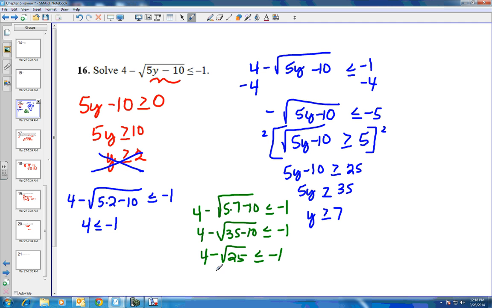So is it going to work? Yeah, because I get negative 1 is less than or equal to negative 1. So my answer is y is greater than or equal to 7. Okay, are we good so far? All right, number 15.